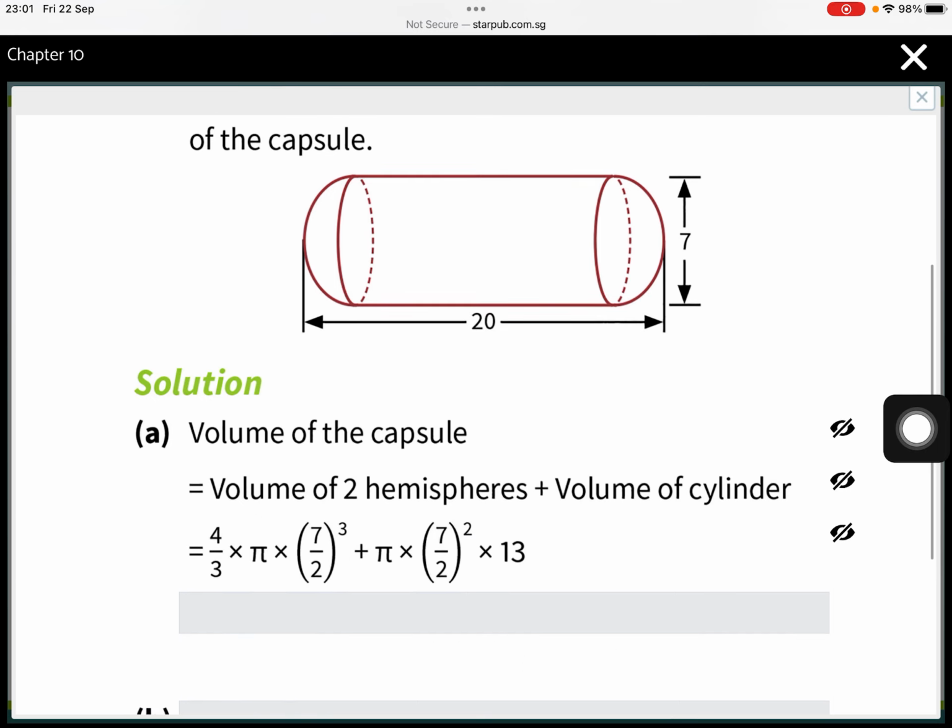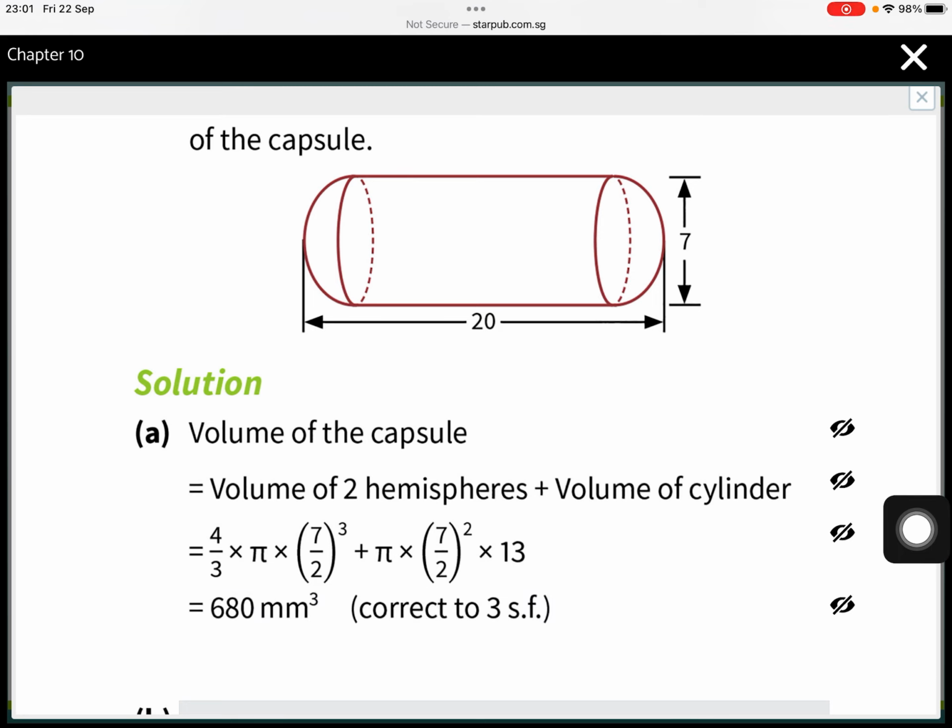So you can see over here, 4/3 pi r cubed, where r is 7/2, so it's 3.5 cubed, plus pi r square h. My r is also 7/2, but squared, times h of 13. So this is how I get my 13, as I explained to you just now. You add them together and correct to 3SF, about 680 millimeter cube.